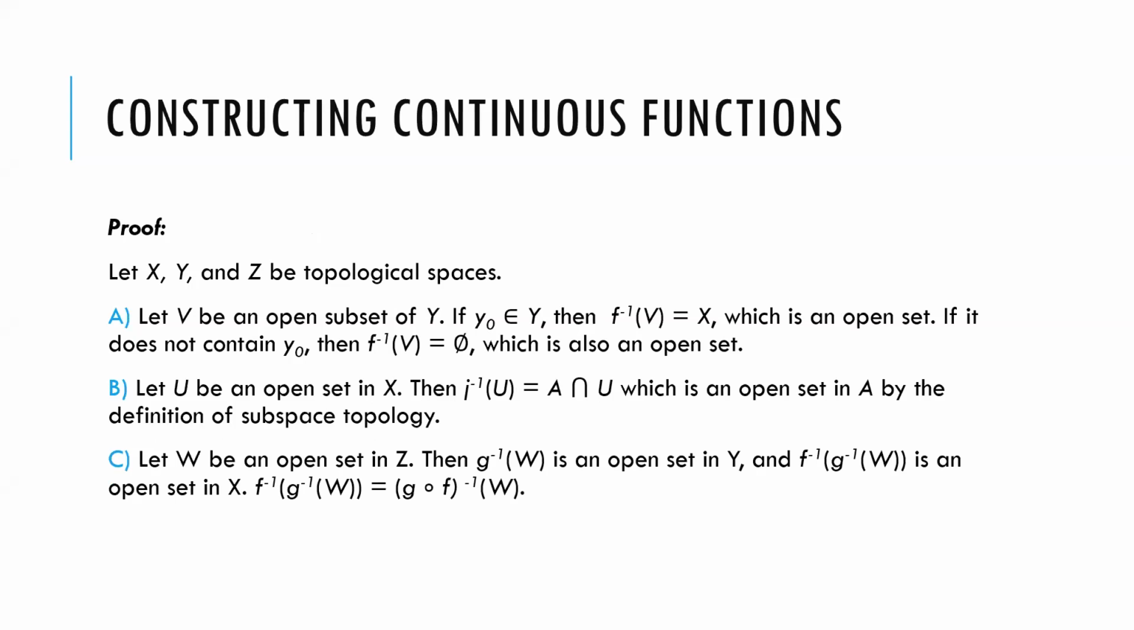And so our proof goes on like this. For the first one, if we have V as an open subset of Y, and we have Y0 belonging to Y. I'm sorry for the typos. I will fix the presentation and send it without typos later. So if Y0 belongs to V, then the inverse image of V would be X, which is an open set in the topology of X.